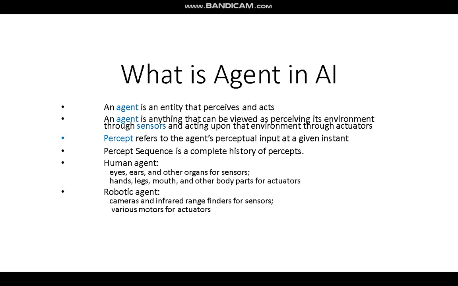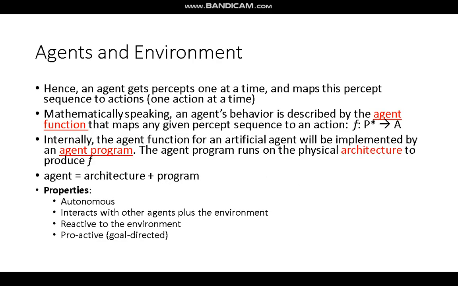Human agent: eyes, ears, and other organs for sensors; hands, legs, mouth, and other body parts for actuators. Robotic agent: cameras and infrared rangefinders for sensors; various motors for actuators. Agents and environment.